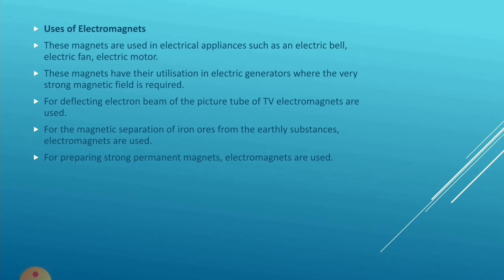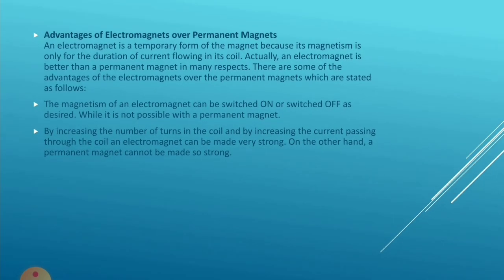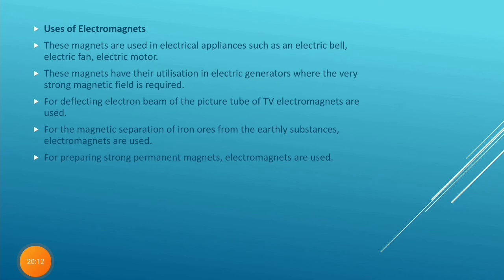Electromagnets are used in electrical appliances such as electric bells, electric fans, and electric motors. These magnets are used in electric generators where a very strong magnetic field is required. For deflecting the electron beam of the picture tube of a TV, electromagnets are used. For the magnetic separation of iron ores from earthly substances, electromagnets are used. For preparing strong permanent magnets, electromagnets are used.